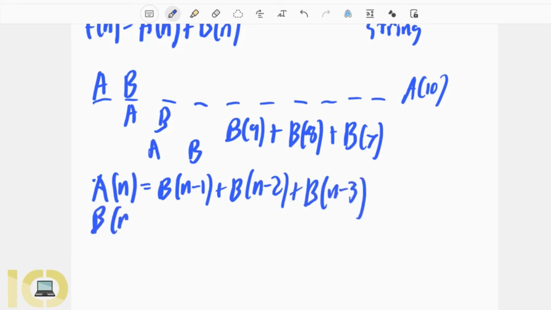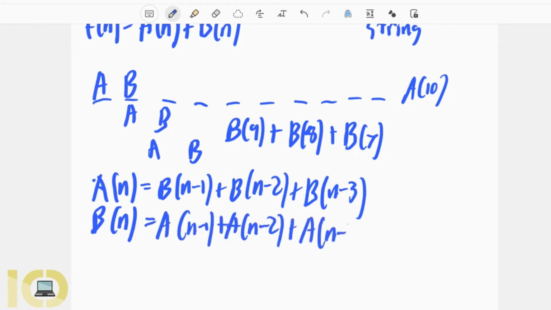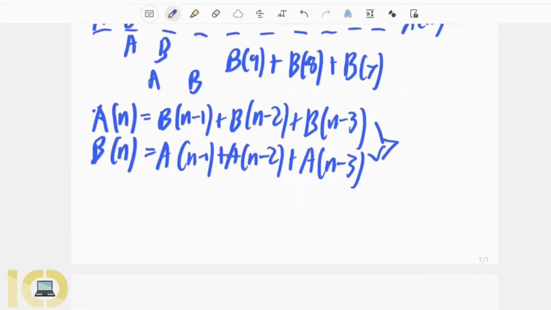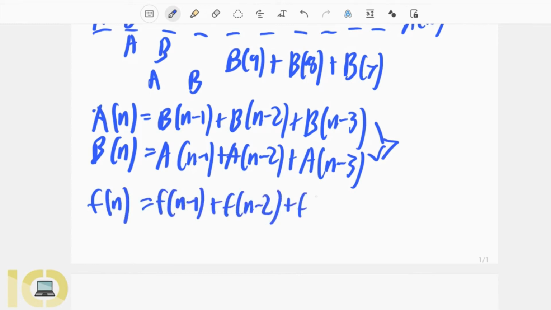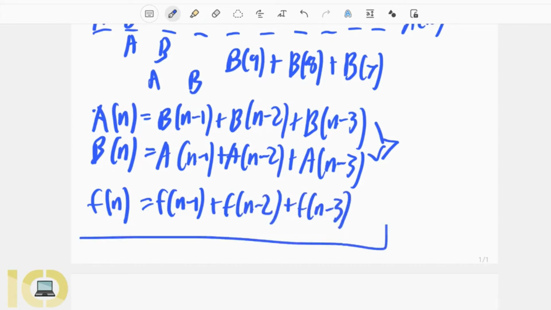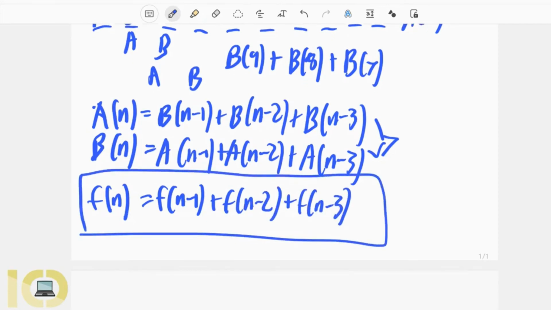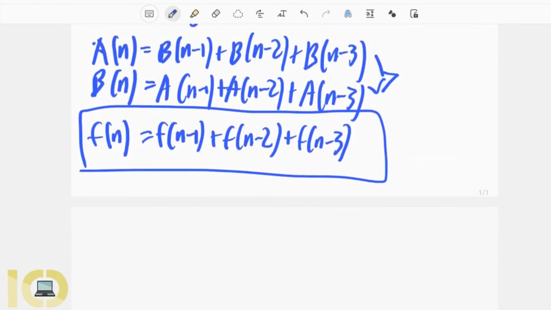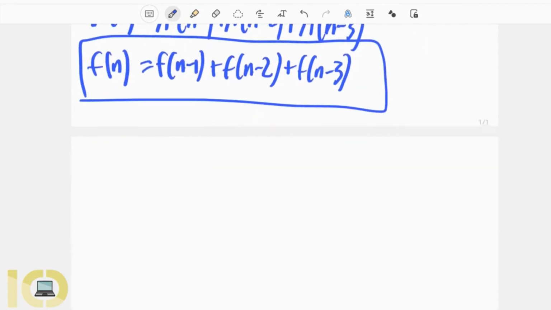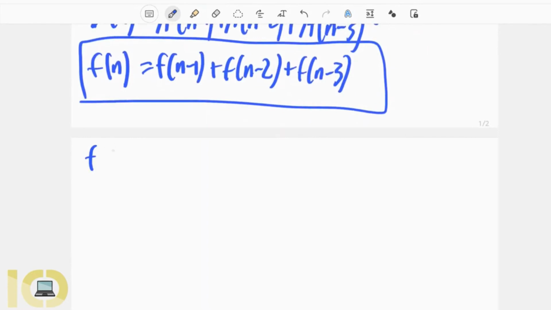Now we have B of n is equal to A of n minus 1 plus A of n minus 2 plus A of n minus 3. If we add these two together, since A of n plus B of n is equal to f of n, we have f of n is equal to f of n minus 1 plus f of n minus 2 plus f of n minus 3. So here is our recursion. So now all we have to do is have a base case, and then we can go on to solve the problem. So I'm just going to calculate f of 1, 2, and 3 first.